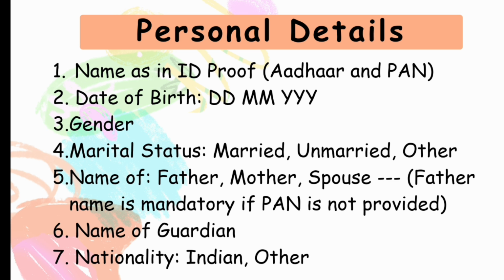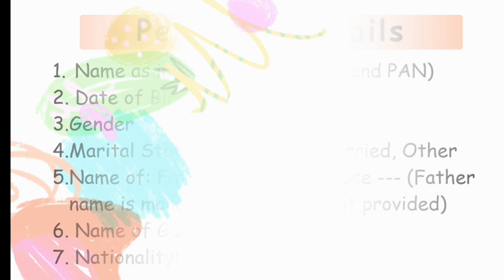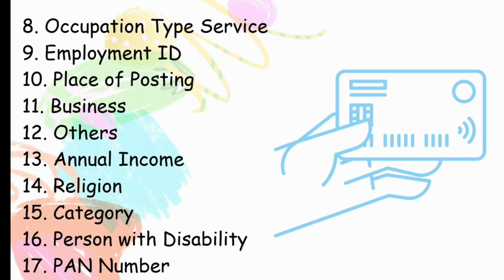If you take your Aadhaar, mention the name which is given according to the Aadhaar card, and then you have a date of birth and gender, marital status, name of father, mother or spouse. In case you are not giving the PAN card, you can just mention your father's name. And if in case you are under someone's care, like a guardian, you can mention their name and the nationality as well. And then in the next column, you will see the occupation type.